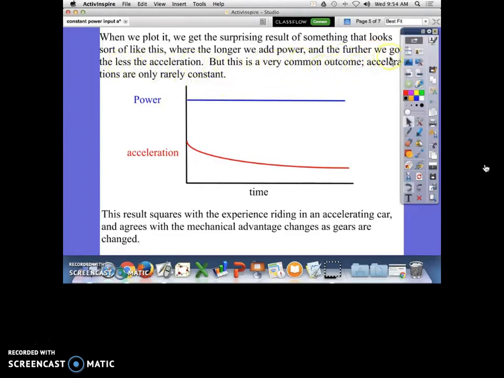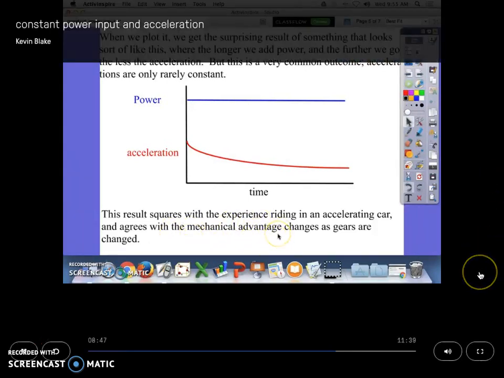But this is a very common outcome. Accelerations are only rarely constant. Now, this type of result squares with the experience of riding in an accelerating car. If you're in a car and somebody smashes the accelerator to the floor, at first you feel the seat pushing into you, you feel a high acceleration. But the longer you go in time and distance, the less the seat pushes into you and the lower your acceleration is. Now this also agrees with the mechanical advantages of the gears changing in the transmission.